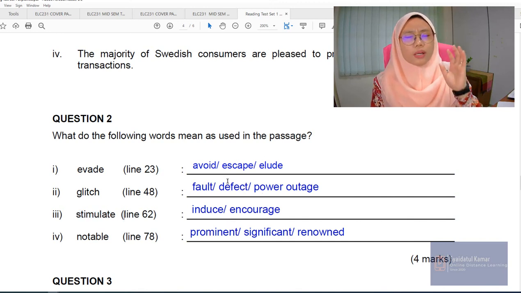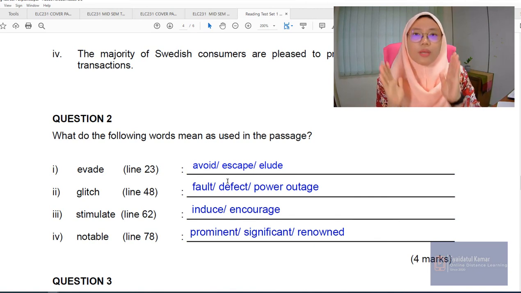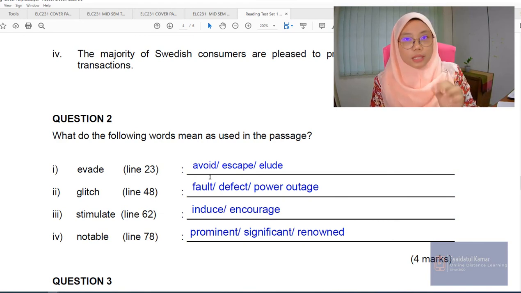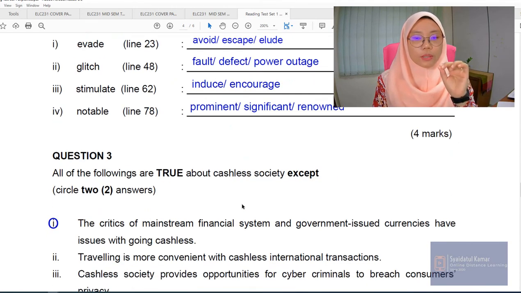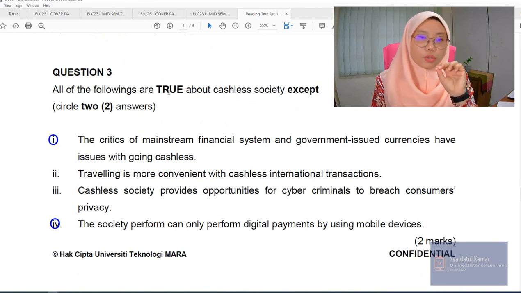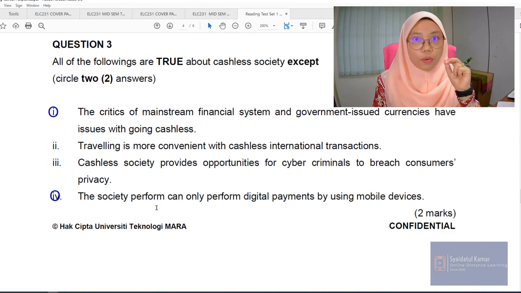A very important reminder is that you do not use the dictionary definition as your answer for this question. Provide a synonym. That is very important. And next, which is true or not? So what are the 2 statements that are false? The answer is statement 1 and statement 4.